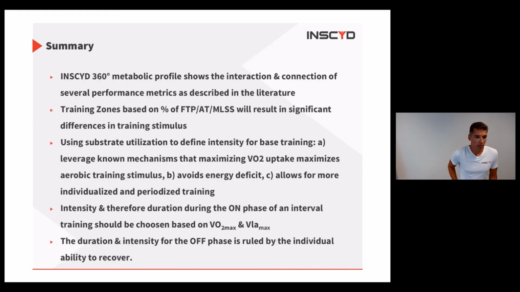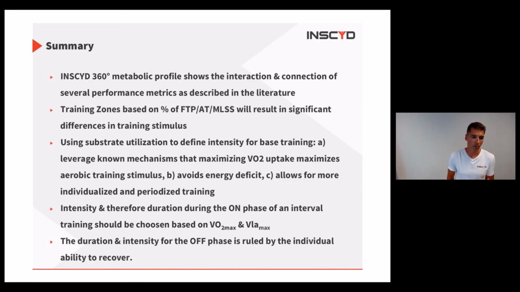So let me summarize. What did we talk about today? Sorry, it got a little bit longer. I said maybe an hour. So first, we talked about what we understand when we say metabolic profile. And we talked about how these different metrics are connected, lactate production to combustion, and so on and so forth. And I showed a little bit where this is in line with what you find in the literature. Then we talked about training zones, percentages of FTP, and why, if you use generic percentages, it creates different training stimulus.